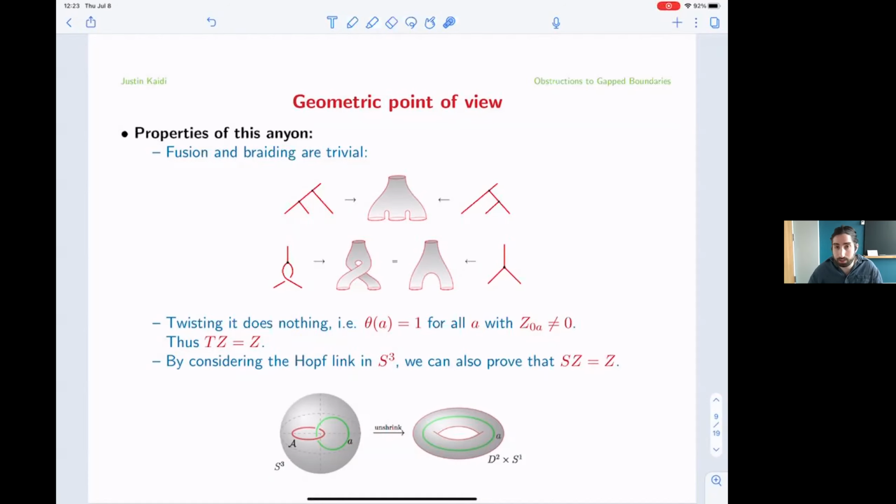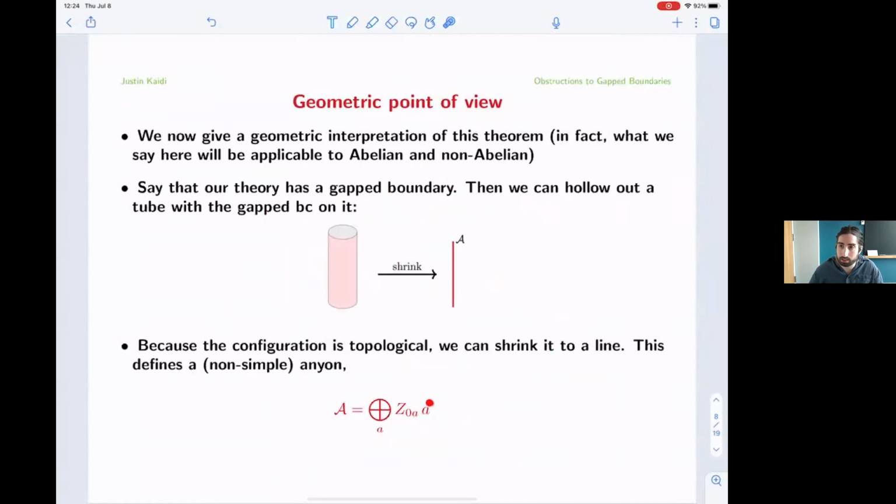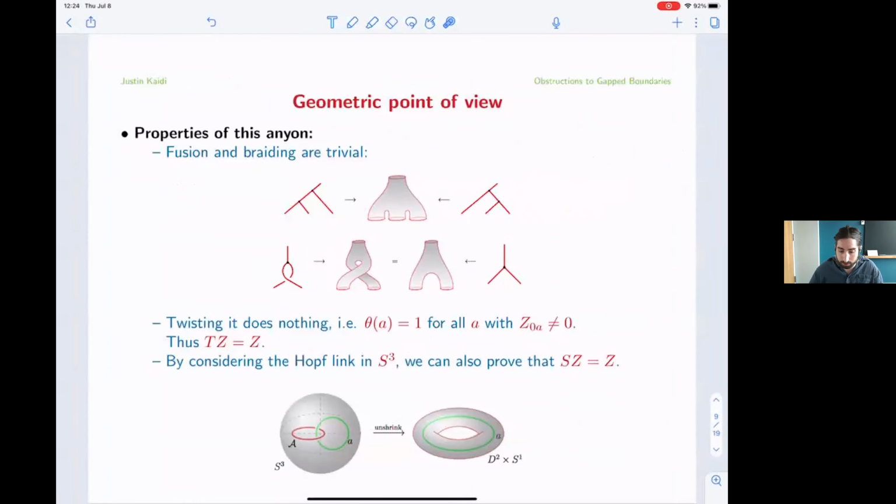Likewise, twisting the empty tube doesn't do anything. So the spins of the fancy A anyon are trivial. And this in turn means that the spins of all of the anyons which appear in the sum for fancy A are also trivial. Okay, so the spins are trivial for any a which appeared in that sum. Another way of writing this condition is just that Tz is equal to z. Remember, the T matrix was just a diagonal matrix with the spins on the diagonal. So clearly, for any non-zero z, since theta is 1, this is true.